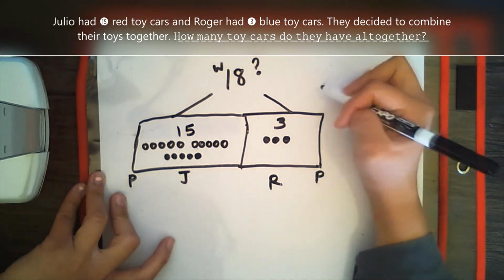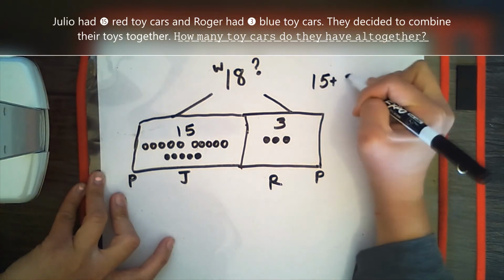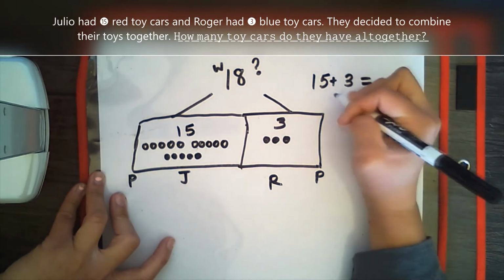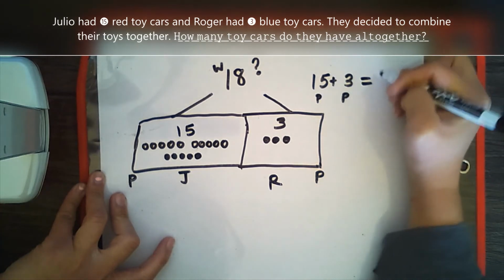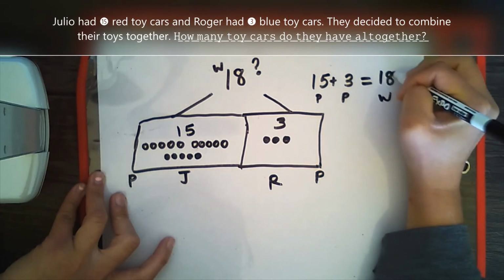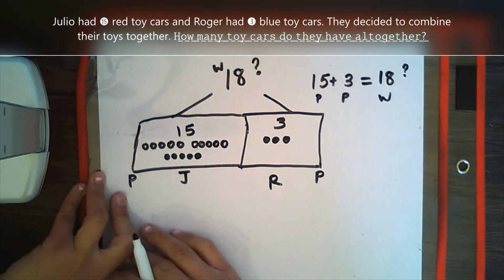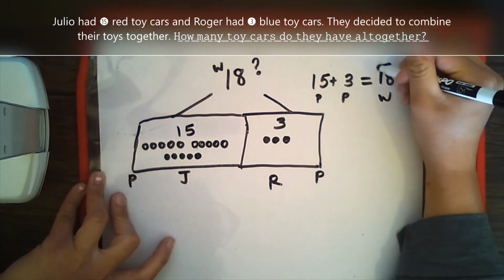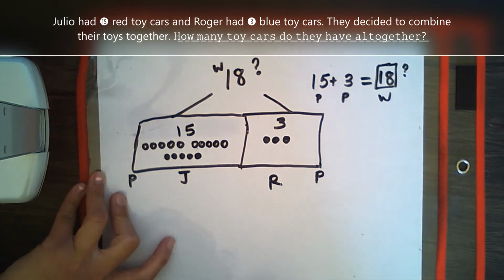Let's write our number sentence. And that's going to be 15 plus 3. Don't forget to label. Part and part equals whole, and our whole was 18. Put a little question mark there because that's what we were solving for. Also, box in, that was your solution.